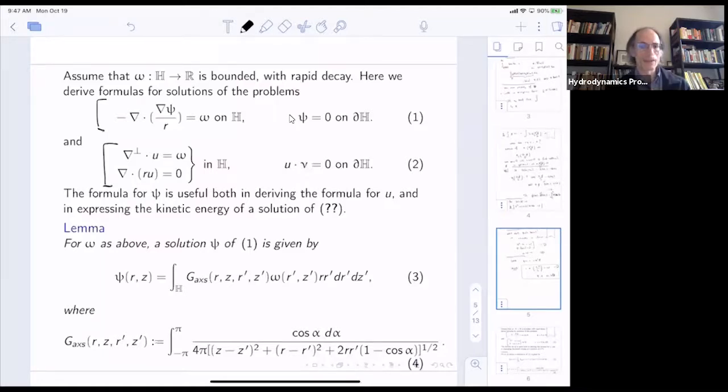And this will change things when we try to repeat earlier arguments. We will need to understand how different this kernel G, the axisymmetric kernel, is. You should think of G as being the analog of a log in 2 dimensions. For Euler in 2D, if you want to reconstruct velocity from vorticity, you convolve with a log. Here we have this axisymmetrized thing. I'm writing things in polar coordinates, where this is r and z is above.